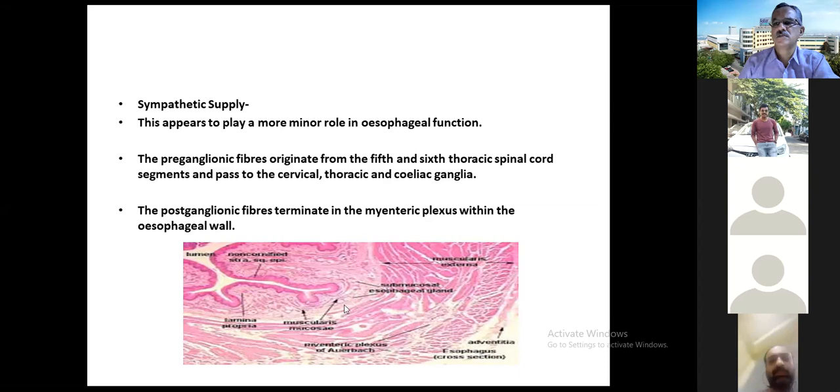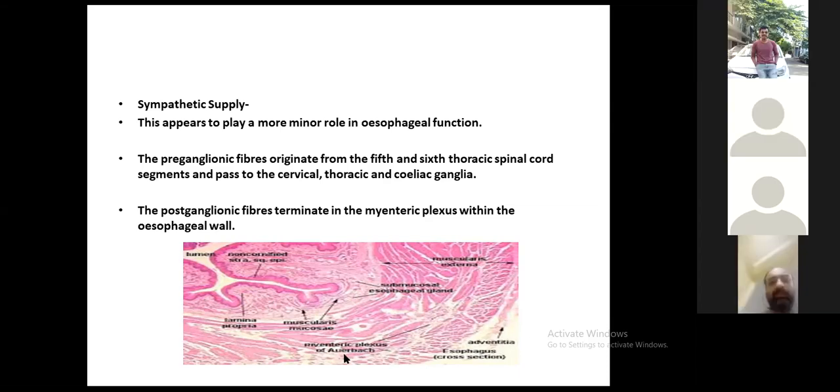In this image, we can appreciate the location of the Auerbach or myenteric plexus, which is located between the circular as well as the longitudinal muscle layer. The submucosal plexus, that is Meissner's plexus, between the circular layer and the submucosa, can't be appreciated in this image.